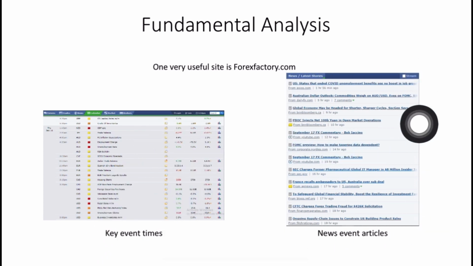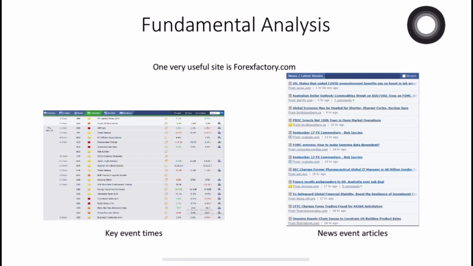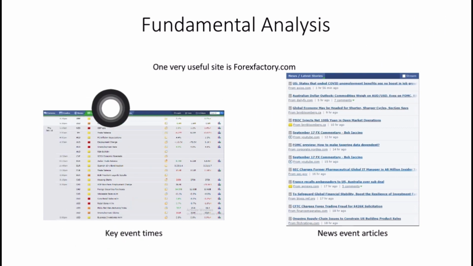And on this other hand, we have the news event articles. So that's where the articles come out. Now, let's say something has just happened and we didn't know about it, it will appear on this page. So our site is called forexfactory.com. But there are also other websites that you can use, like investing.com. It has an economic calendar. Most of the brokers I know have economic calendars where you can access all the economic events that will happen during the week, from Monday to Friday.